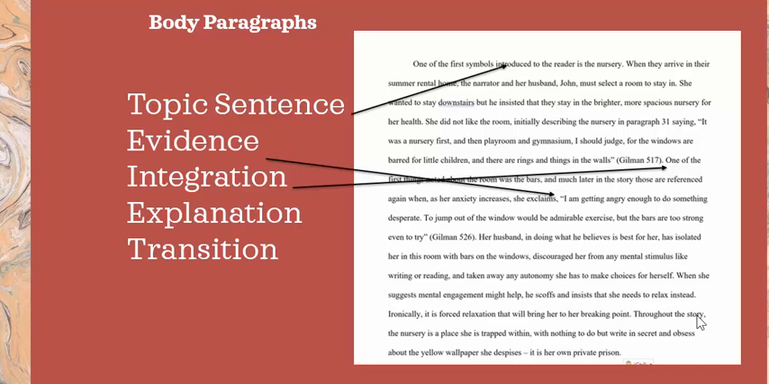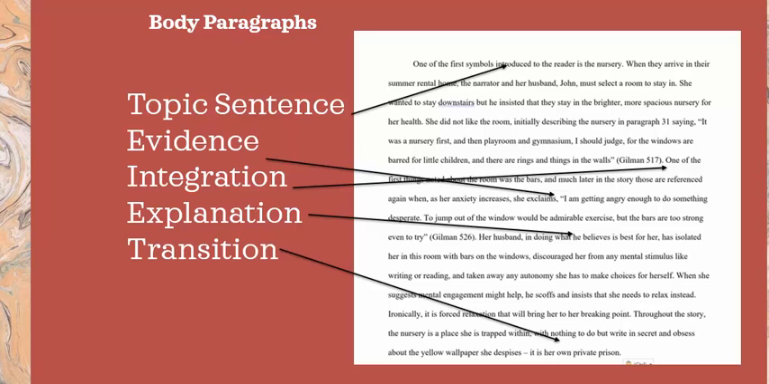One of the first things about the room was that the room was behind bars, and later in the story, they're referenced again as her anxiety increases and she exclaims, and see how that is a perfect integration, "I'm getting angry enough to do something desperate, to jump out the windows." So it's all tied to the symbolism of the room itself. And you need to respond and explain that concept. Her husband believes that what he's doing is best for her, isolating her in a room with bars on the windows, discouraging her from mental stimulus.